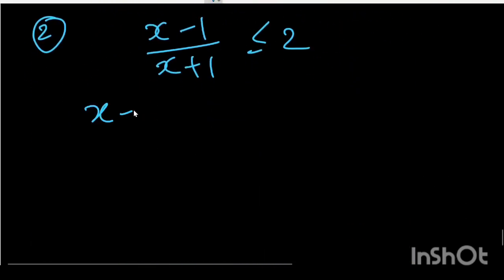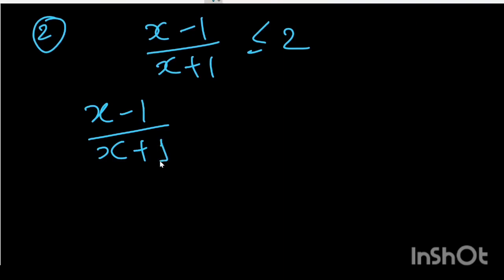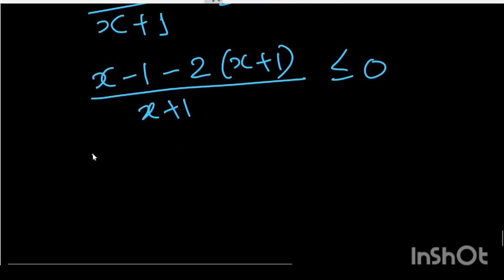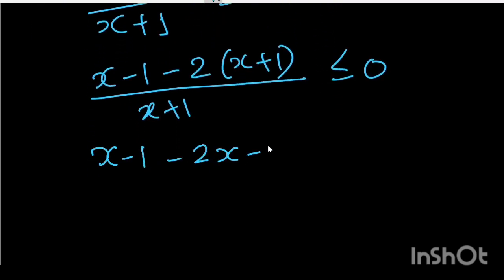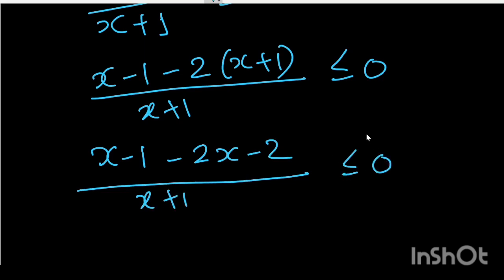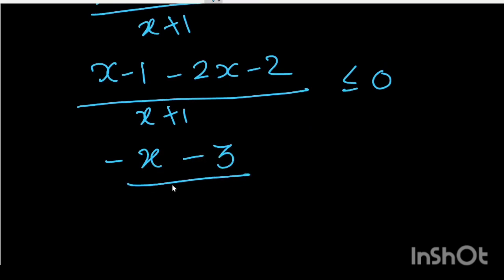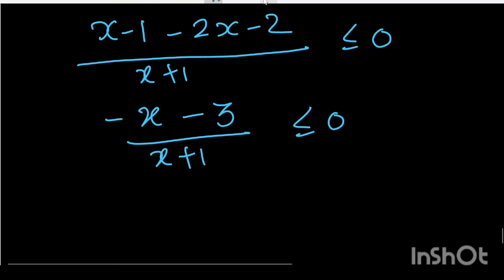So again, as usual, taking 2 on the left hand side, it becomes minus 2. Taking LCM, minus 2 gets multiplied to x plus 1 upon x plus 1 less than equal to 0. Now x minus 1 minus 2x minus 2 over x plus 1 less than equal to 0. My x minus 2x gives minus x, minus 1 minus 2 gives minus 3, over x plus 1 less than equal to 0. Again, one of the coefficients here has a negative sign, a negative coefficient.